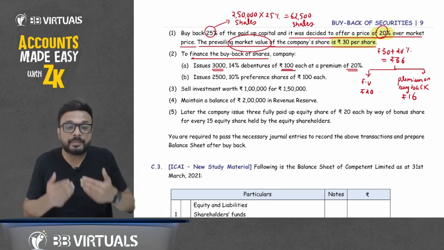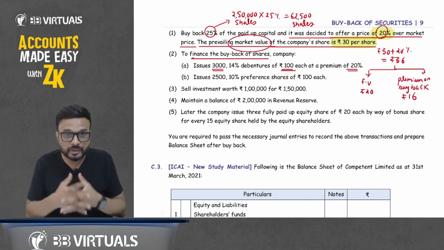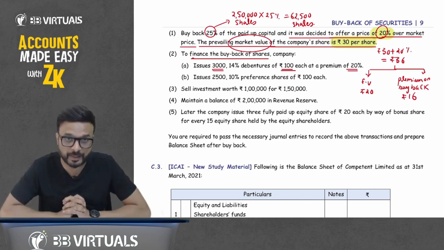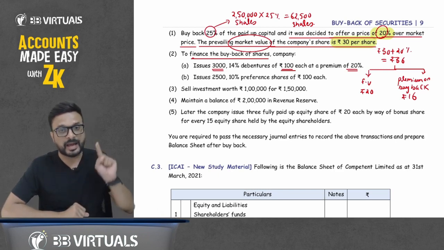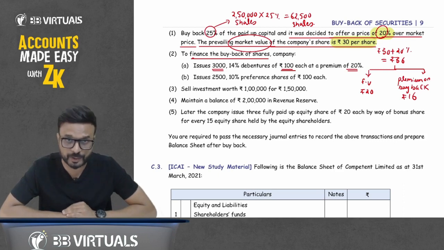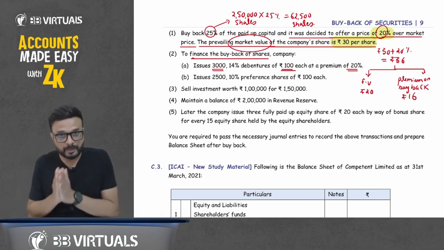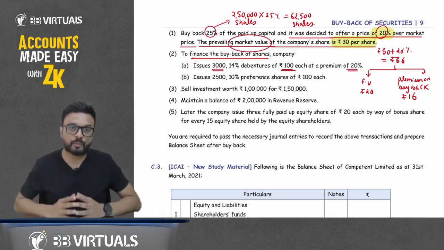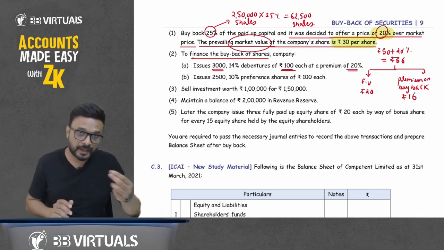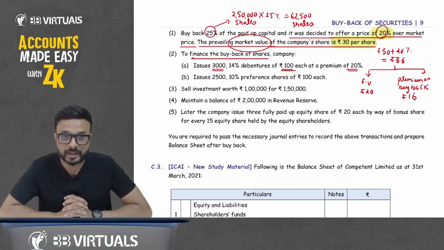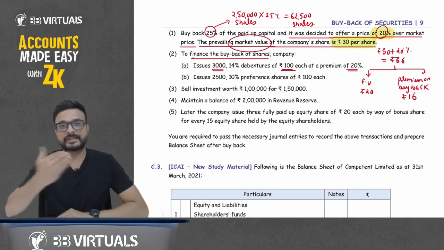And sometimes it may happen that it is a combination of both, by issue of shares and out of profit. We will discuss here in this question, because question number 2 is a combination of both. We are doing buyback by issue of shares and out of profit. So how do I come to know that it is a combination of both? Don't worry, we'll discuss it.